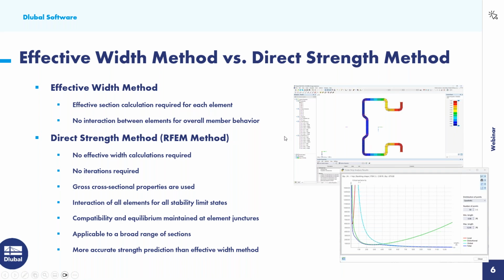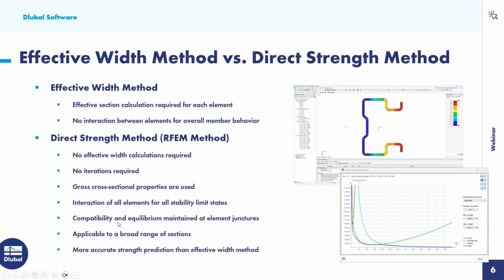Now, alternatively, when we turn to the direct strength method, and this is going to be the method that RFEM is going to utilize, this has definitely some advantages in the fact that no effective width calculation is required for each one of these individual elements. There's no iterations required, but rather the gross cross-sectional properties are used for the entire section. We also have the interaction of all elements for all stability limit states because we're not considering, again, these individual elements, but rather the full cross-section itself.